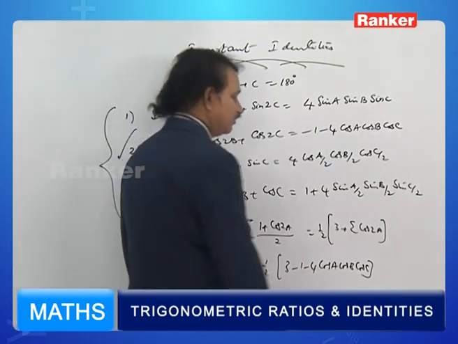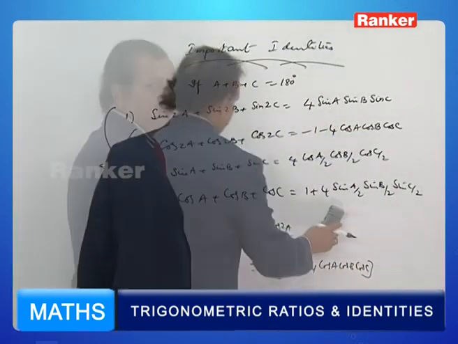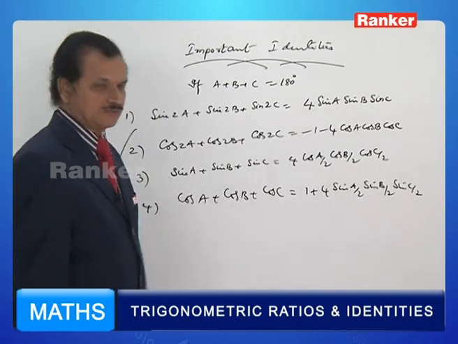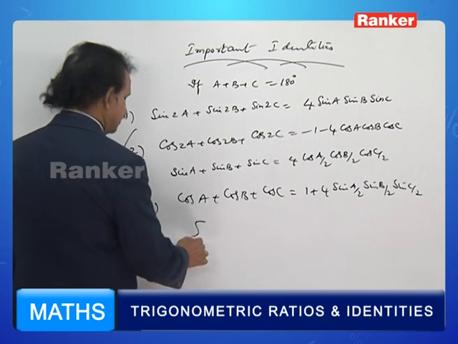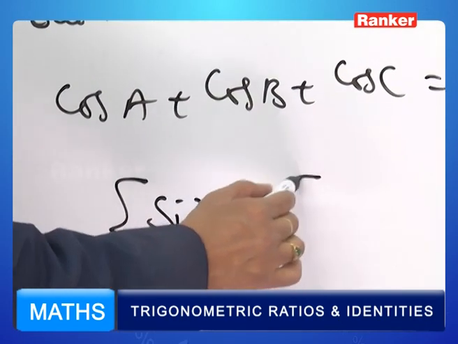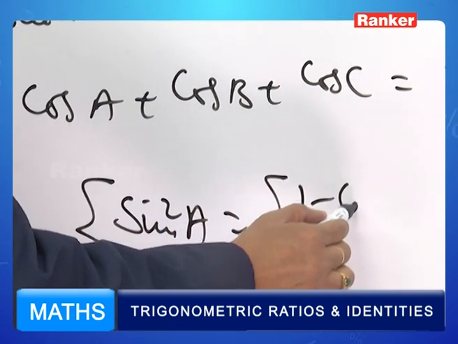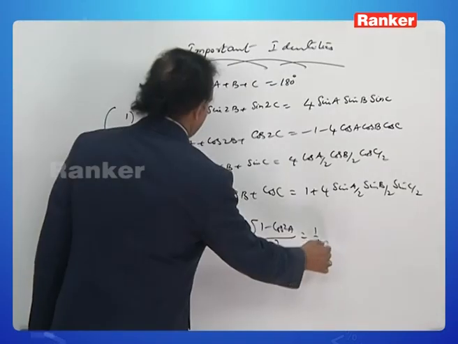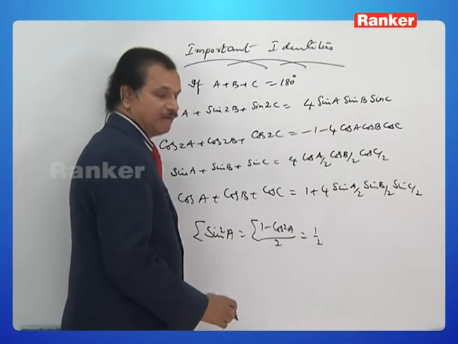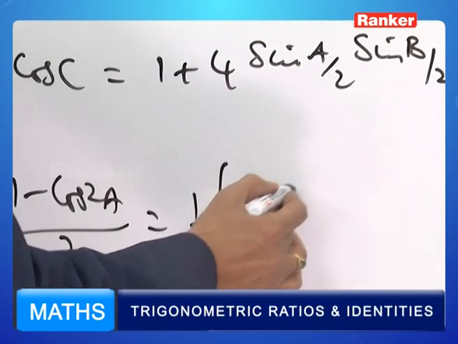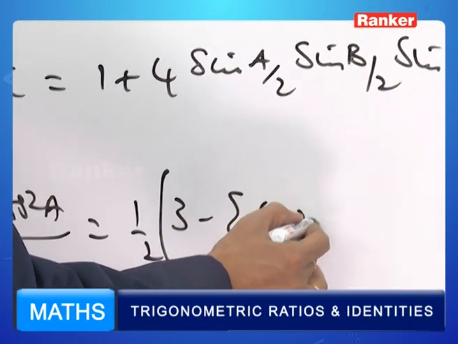Again, suppose sigma sin square A is required. What do you mean by sigma sin square A? Sin square A plus sin square B plus sin square C. If there is a question regarding this, what is sigma sin square A? Sigma (1 minus cos 2A) by 2 is equal to half into (1 minus cos 2A) plus (1 minus cos 2B) plus (1 minus cos 2C), which is 3 minus sigma cos 2A.